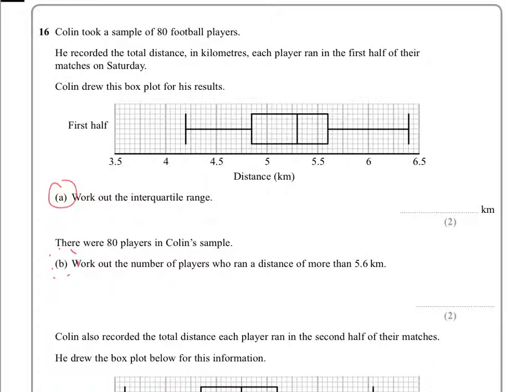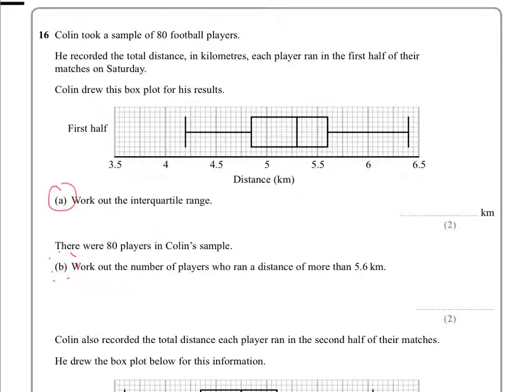Number 16, the interquartile range, that's the upper quartile take away the lower quartile. So that is this number here. Now, if this is 5.5 and this is 6, then every 2 squares are worth 0.1, so that is 5.6. Here, we've got 4.5, so that's 4.6, 4.7, 4.8, 4.9, so it's halfway between 4.8 and 4.9, so that is 4.85.